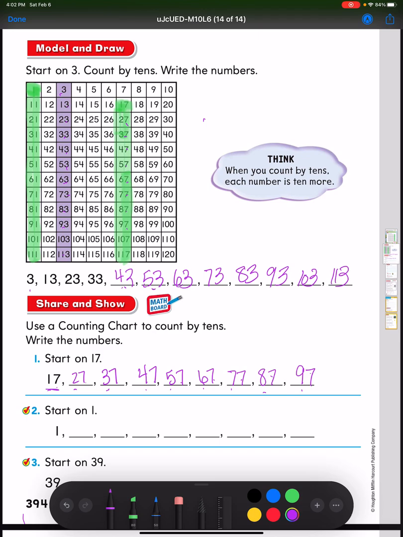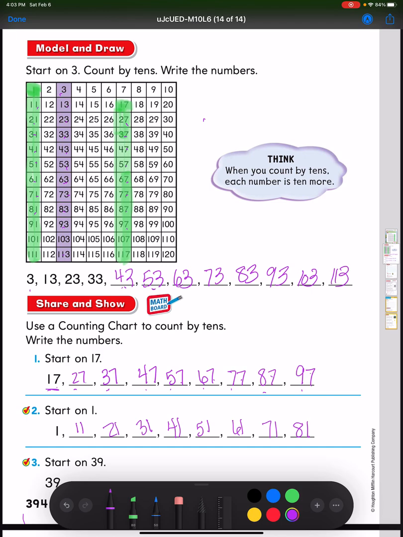So I can see I started on 1, and then 11, 21, 31, 41, 51, 61, 71, 81, and I could keep going.